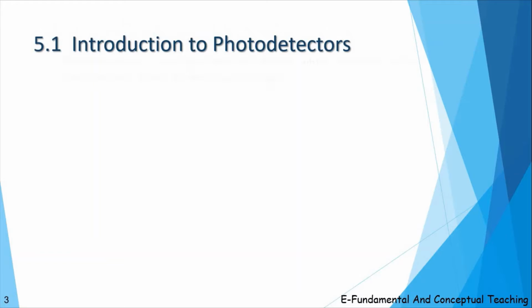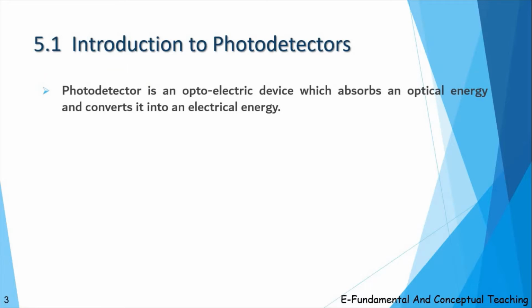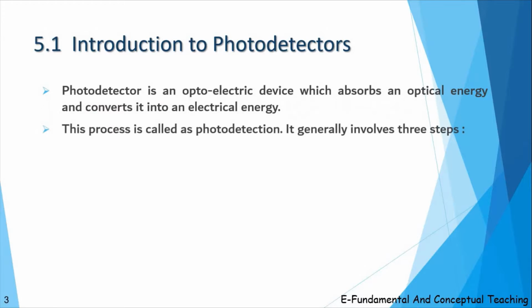Introduction to photodetectors. A photodetector is an optoelectronic device which absorbs optical energy and converts it into electrical energy. This process is called photodetection. It generally involves 3 steps.